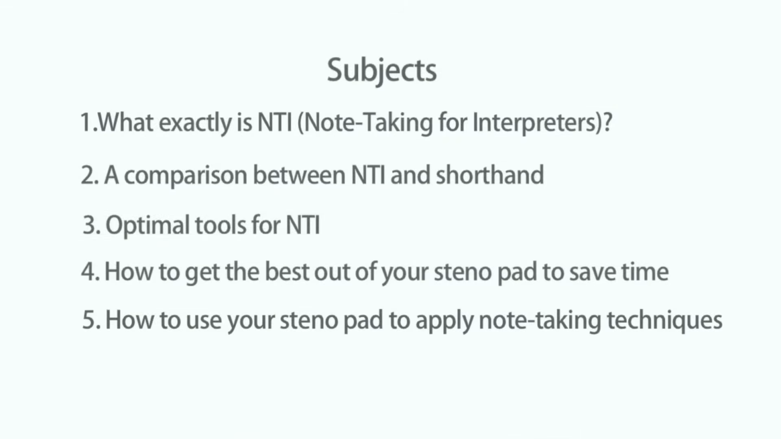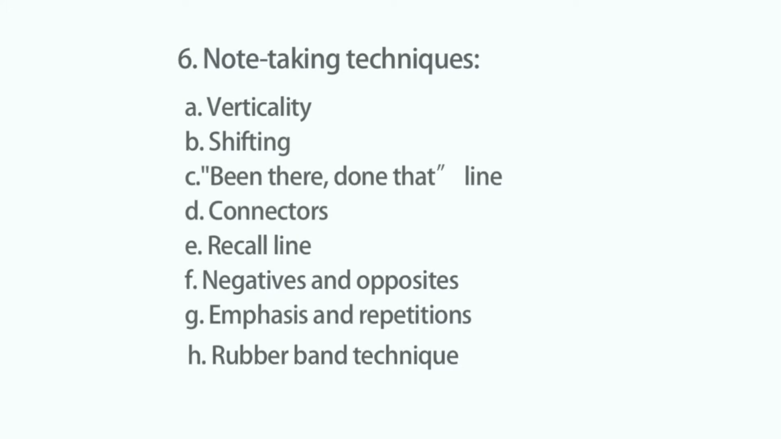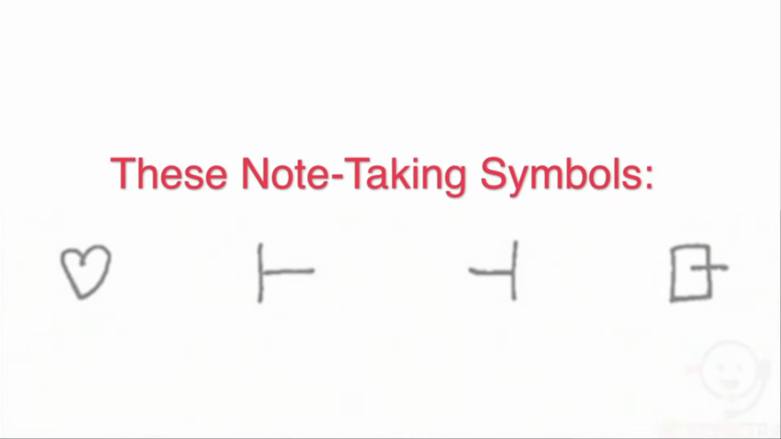The following are the subjects of the class. What exactly is note-taking for interpreters? A comparison between note-taking and shorthand. Optimal tools for note-taking for interpreters. How to get the best out of your stenopad to save time. How to use your stenopad to apply note-taking techniques. The following note-taking techniques: verticality, shifting, been there, done that line, connectors, the recall line, negatives and opposites, emphasis and repetition, the rubber band technique. Additionally, these note-taking symbols.